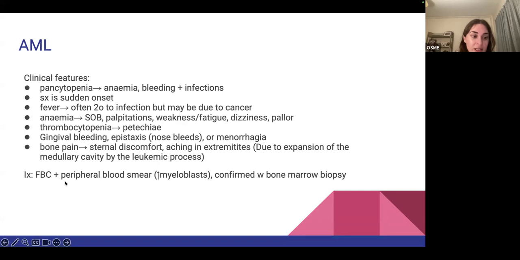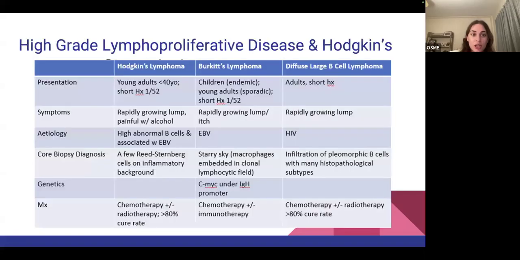And the way you investigate this is a full blood count, which shows pancytopenia, with a peripheral blood smear, which shows an increase in myeloblasts, which can be confirmed with bone marrow biopsy. But I think because it's quite an invasive procedure, they're trying to reduce the number of bone marrow biopsies they're doing within hematology. So, high grade lymphoproliferative disease.